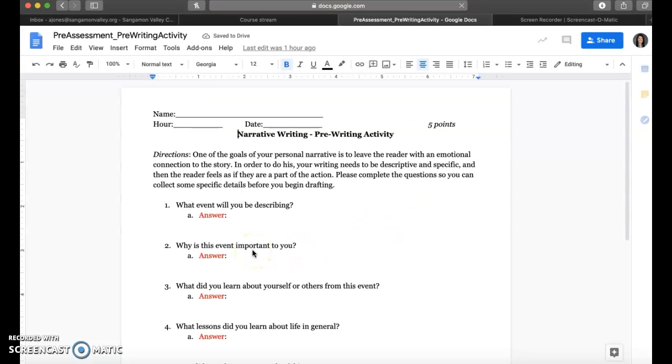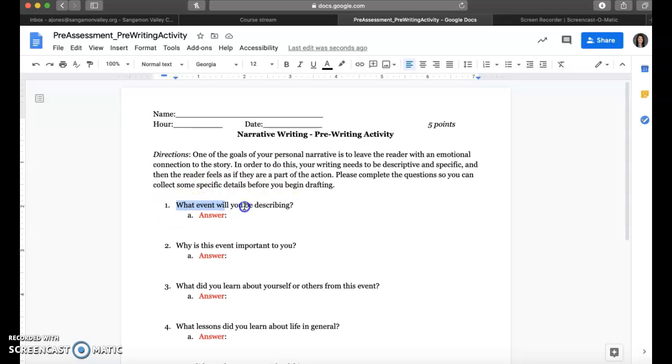All right, directions. One of the goals in your personal narrative is to leave the reader with an emotional connection to the story. In order to do this, your writing needs to be descriptive and specific, and then the reader feels as if they're part of the action. Please complete the questions so you can collect some specific details before you begin drafting.